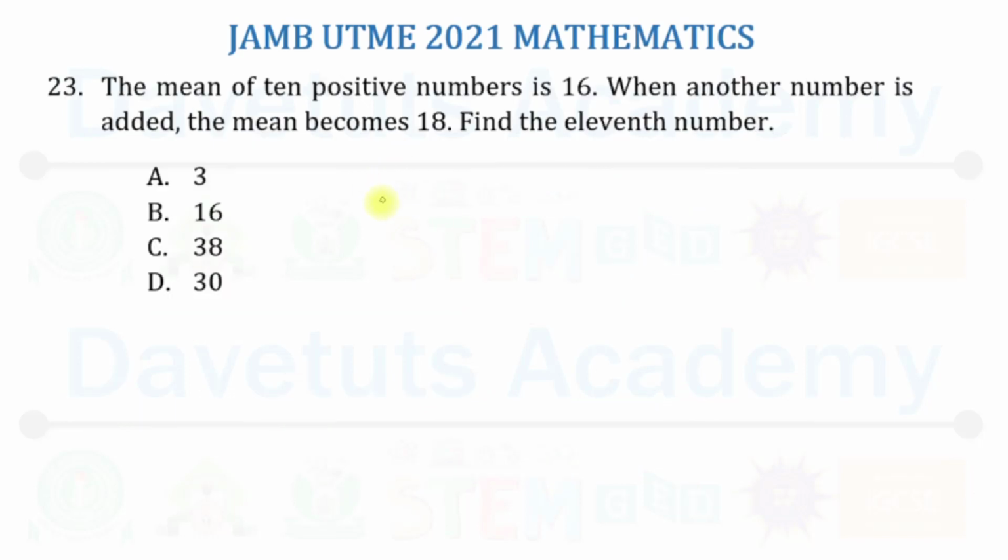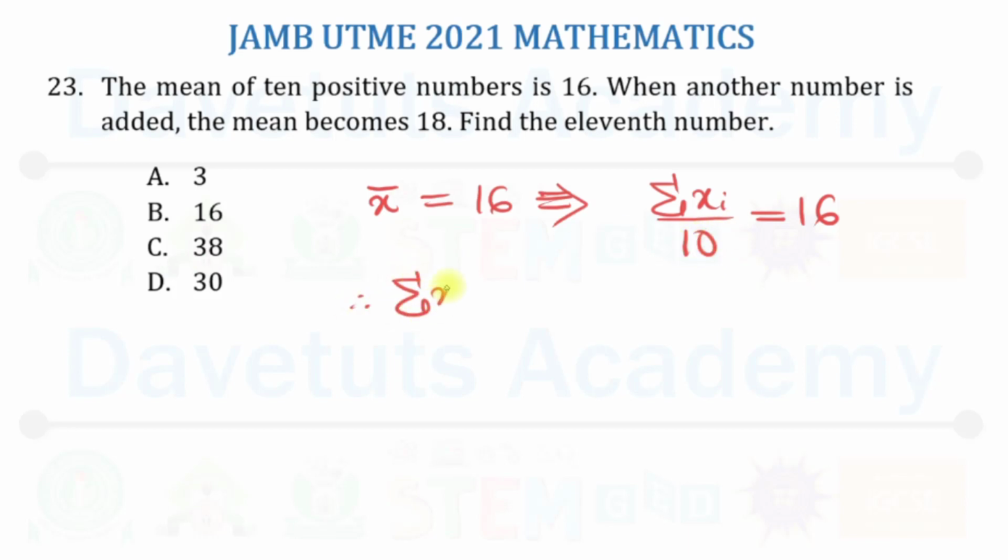In this question, we are told that the mean of 10 positive numbers is equal to 16. And that 16 is inherently meaning that what we have as summation xi over n is equal to 16. And that n, we are told that it is 10. So instead of this, I can just say this is 10. So that the sum of all those numbers is 16 times 10. And that is 160. Sum of the 10 numbers.